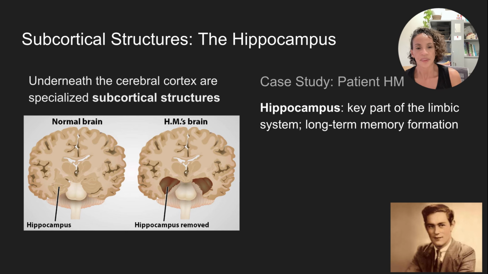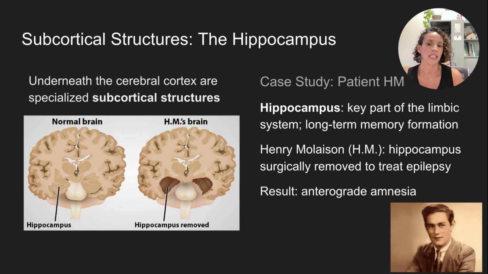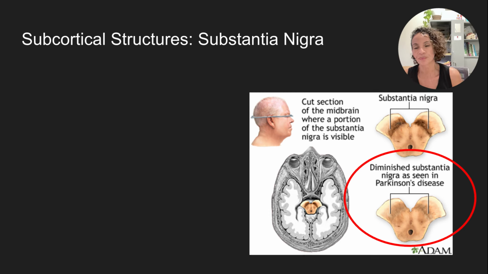Patient HM is a classic study in psychology and neuroscience of neuroanatomy and function. Before HM had his hippocampi on both sides surgically removed, he suffered from intractable epilepsy and constant seizures that were traced to his hippocampus. And so it was surgically removed. However, the result was that he became unable to form new long-term memories, called anterograde amnesia.